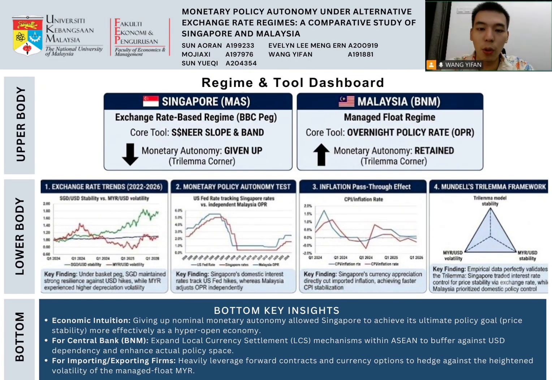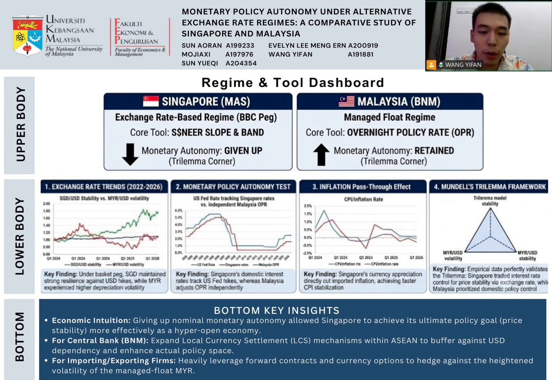Let us now examine the empirical evidence collected from MAS and BNM official studies between 2022 and 2026, displayed in the lower body of our poster. First, Chart 1 illustrates the exchange rate fluctuations against the US dollar. Under its basket band, the Singapore dollar demonstrates resilience, trading within a very narrow band.